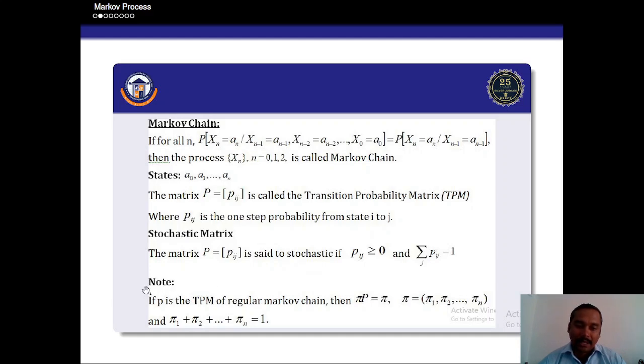Next one is, if P is the TPM of a regular Markov chain, then pi P equals pi, where pi is the steady state vector. That means the steady state vector describes the sequence of happening of the events for all the states following a unique distribution, that is, the steady state probability vector. And the second condition is that the sum of all the probability values equals 1. Now based on these definitions, we are going to discuss one problem. It comes under a long run problem.